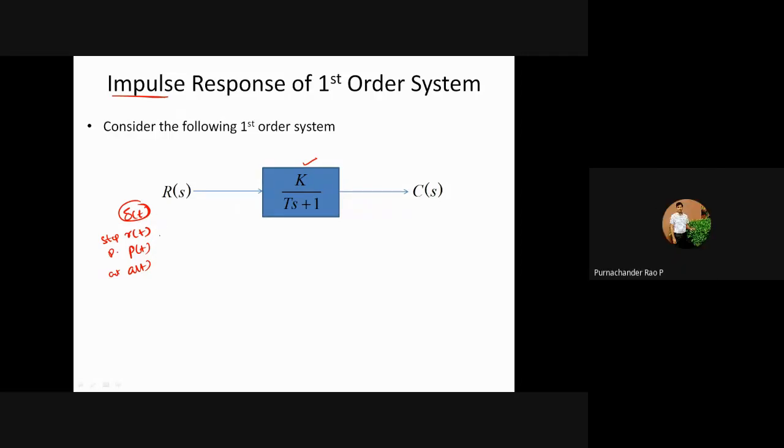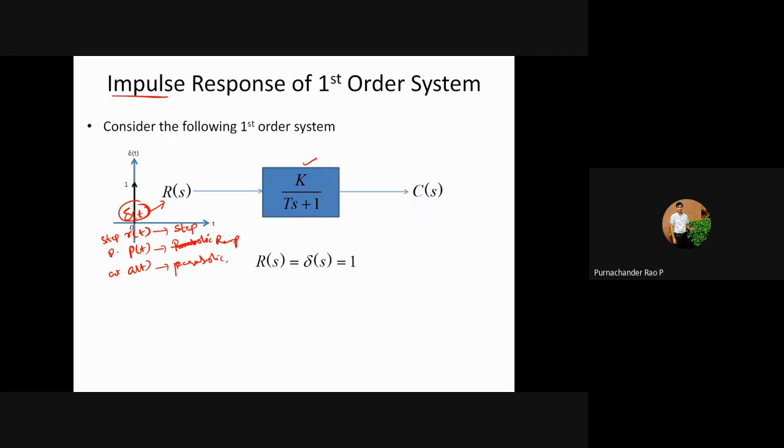Any doubt? If you take up delta of t as input, then the response is called an impulse response. If you take up r of t as input, then you can call it a step response of a system. Similarly, there is the ramp signal and ramp response, and the parabolic signal and parabolic response.